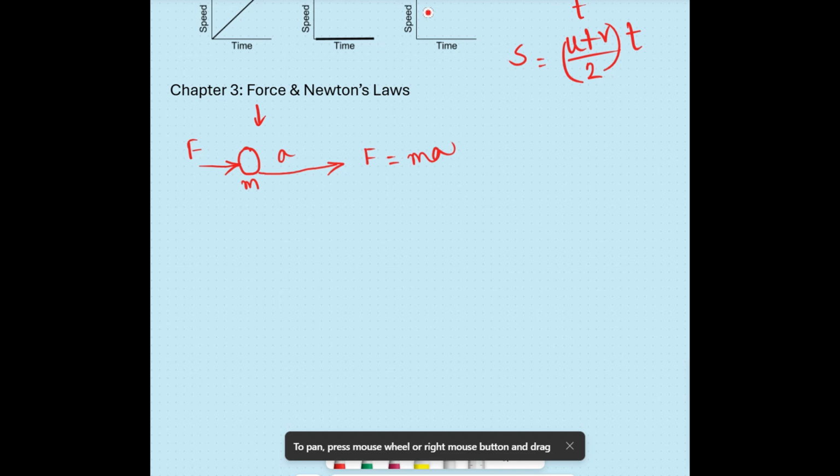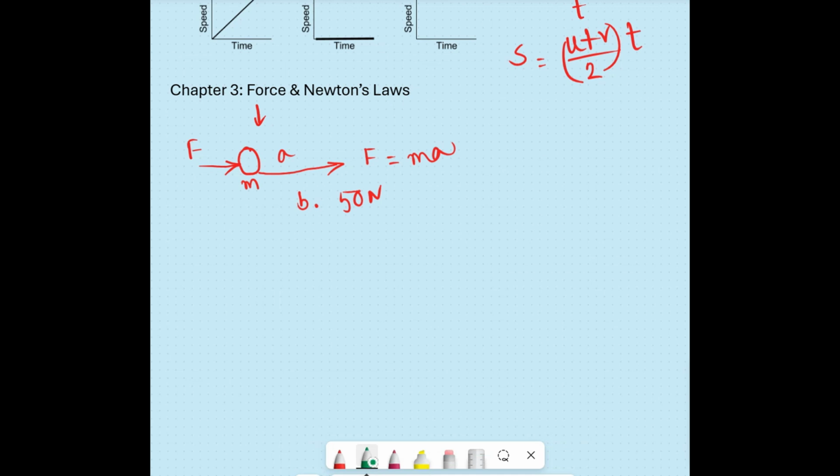Sometimes explanation type questions or comprehension questions, which are in the B number question, might ask what is 50 Newton. So what does it mean by 50 Newton?